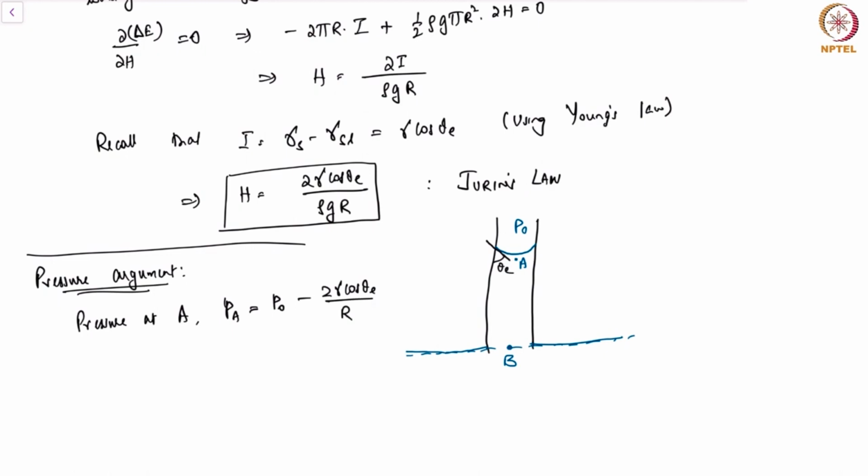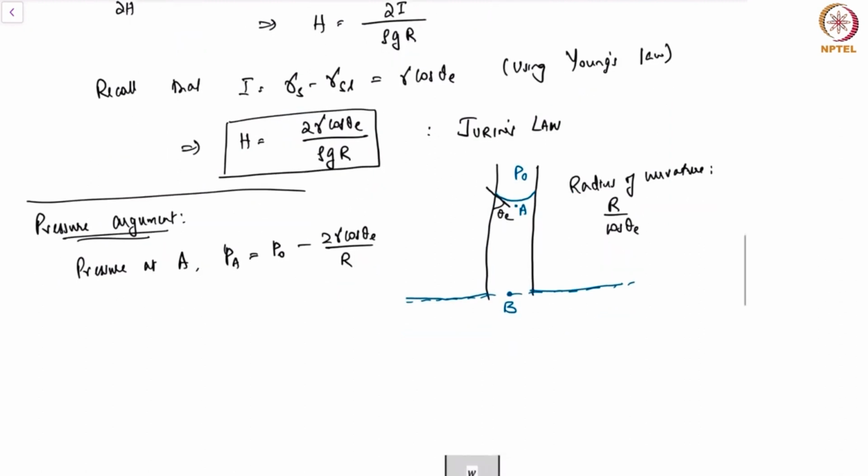In this case, the radius of curvature is R by cosine theta E, and the fluid would basically rise to that. So now notice that the pressure is actually lower than the pressure above, that's the atmospheric pressure, because of the meniscus shape. So it's like a suction that it is experiencing.